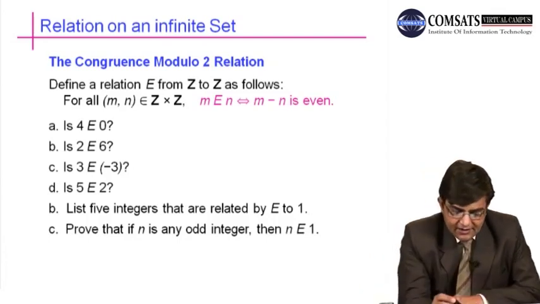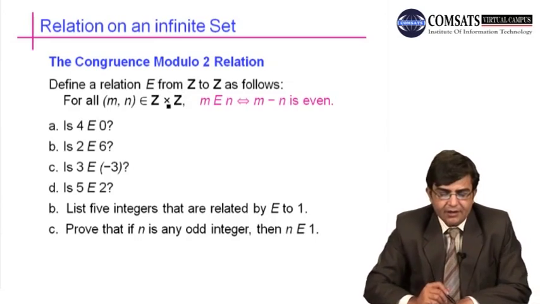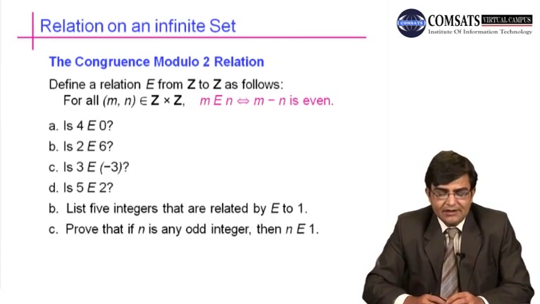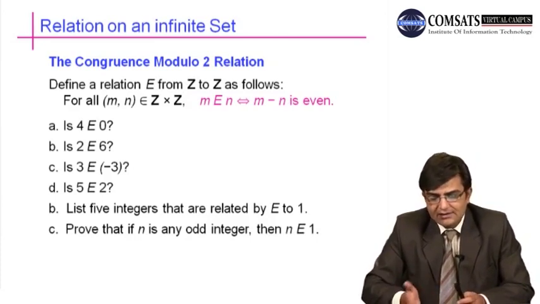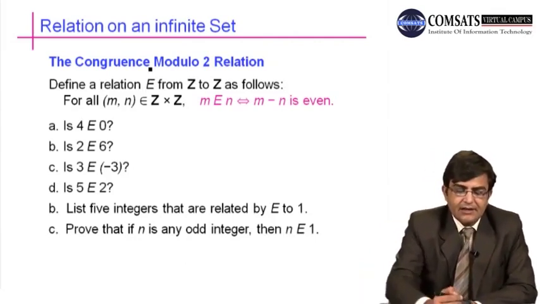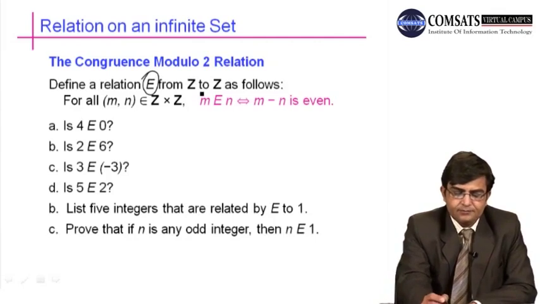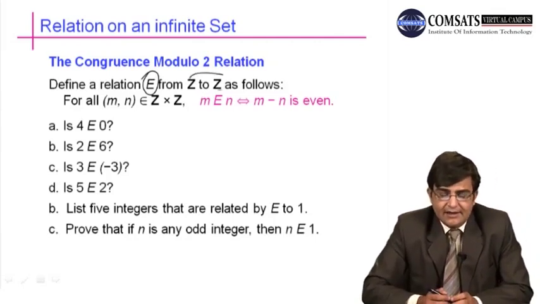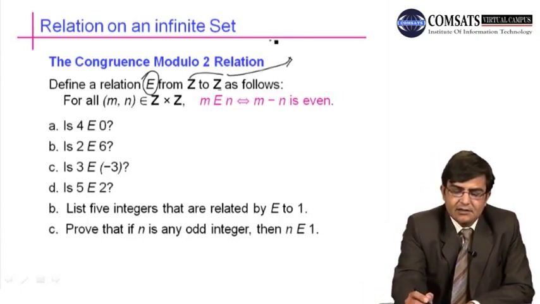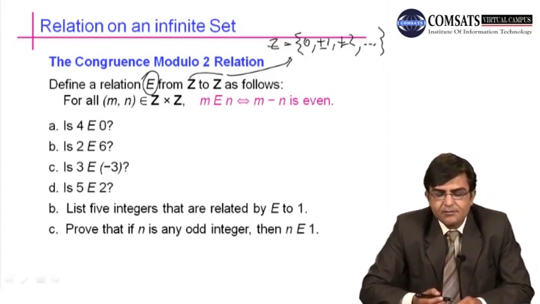How do we define it? Define a relation E from Z to Z. The relation can be denoted by any capital letter, for example R, L, E, S, T, anything. Here the relation is denoted by the capital letter E. Now what is Z here? Z is the set of integers, which is 0, plus minus 1, plus minus 2, and so on.